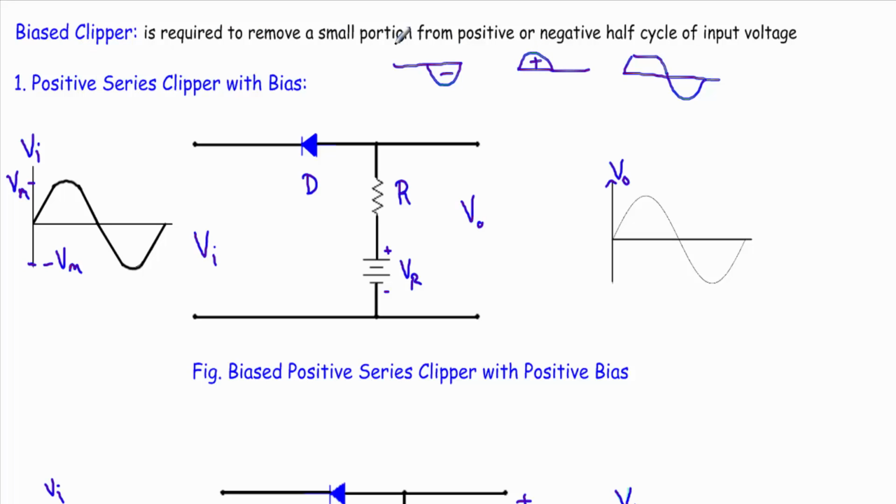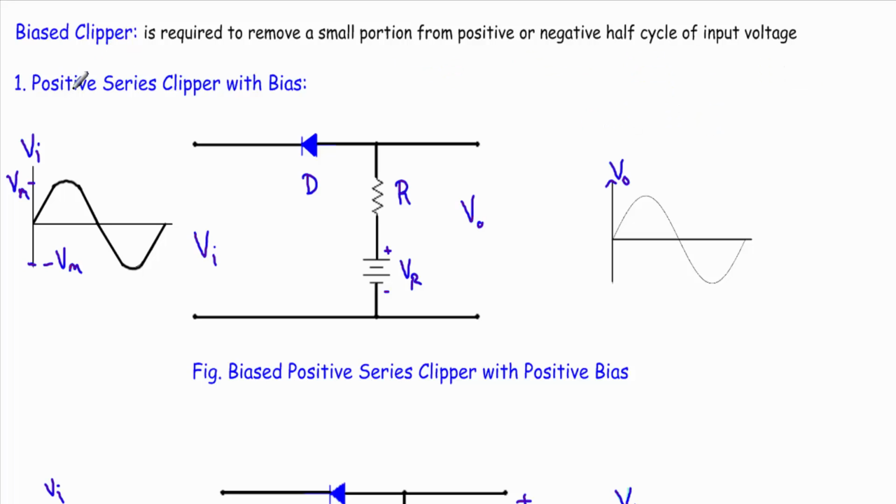But a biased clipper circuit is such that it will remove a small portion of the positive, or it will remove a small portion from the negative half cycle of the input voltage. Therefore that will be our biased clipper circuit. Now how does the biased clipper circuit form? We know that a clipper circuit must contain at least a diode and a resistor, and if we add an additional voltage source in the basic clipper circuit, that circuit will be our biased clipper circuit.